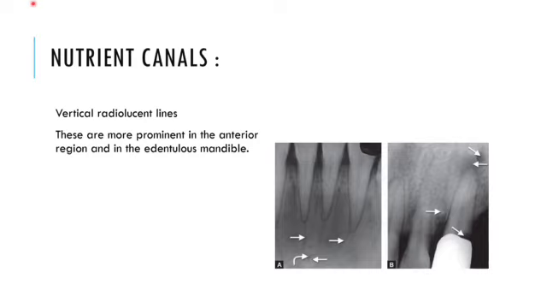Next is the nutrient canal. The vertical radiolucent lines are evident in the mandibular central incisor and lateral incisor projection, and they are more prominent in the anterior region as well as in the edentulous mandible.